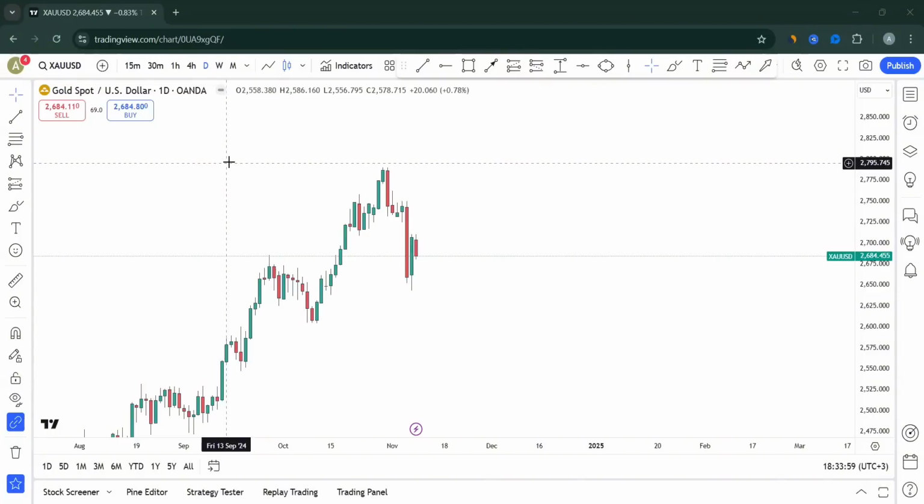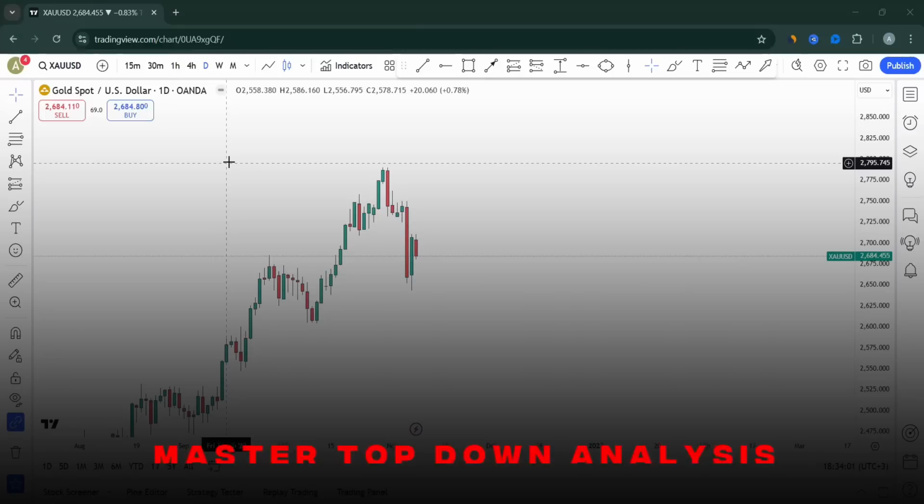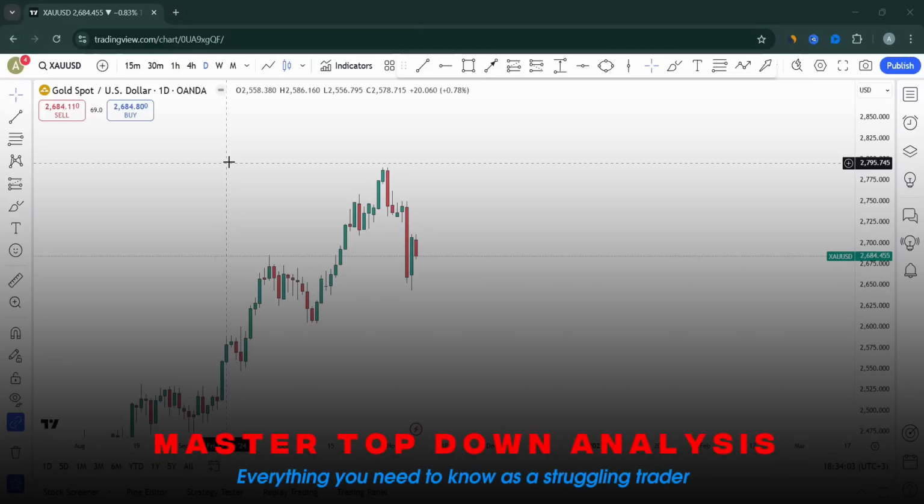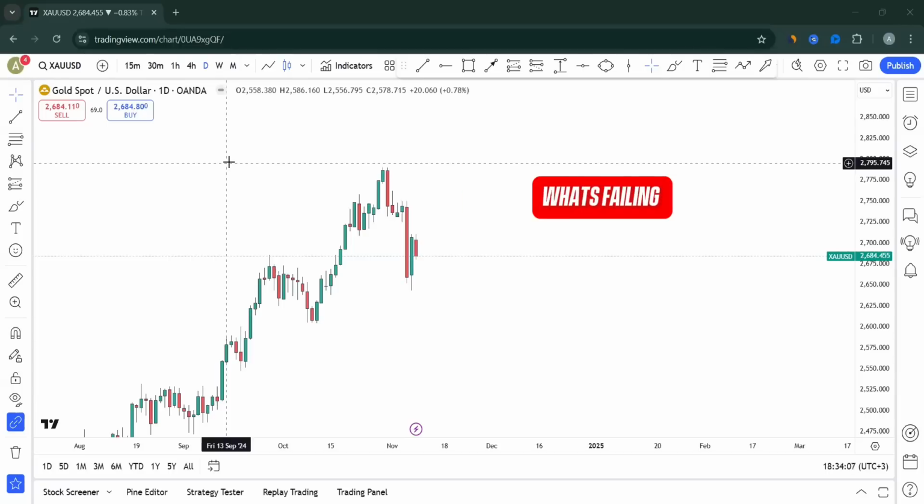Now, what's the concept of the video? The concept of the video is that I want us to improve on our top-down analysis. Most of us are struggling with it. We're still failing to understand how to put the things together. Now, what things are we failing to put together? One is we don't know how to determine direction. Then 2, we do not know how to use the structure that we are seeing in front of our eyes on the screen. Then thirdly, also we're struggling with entry.